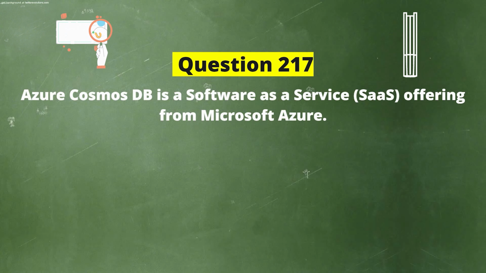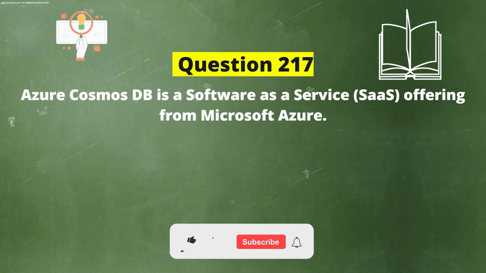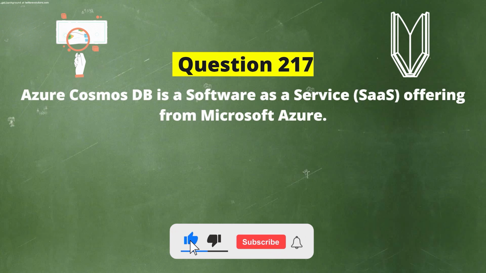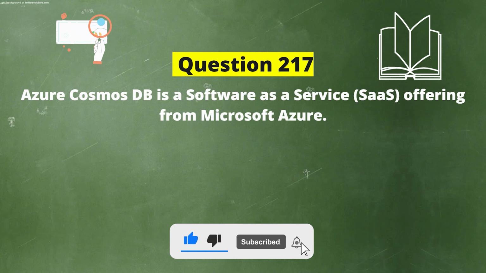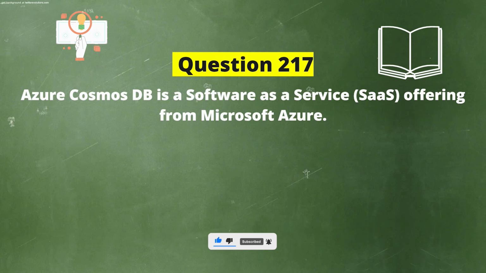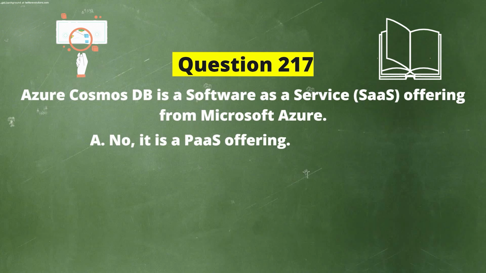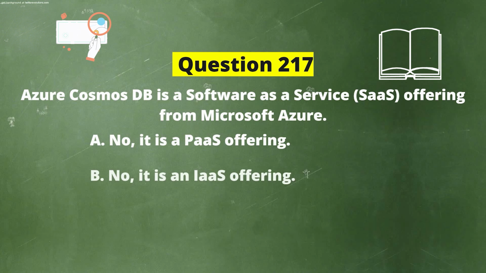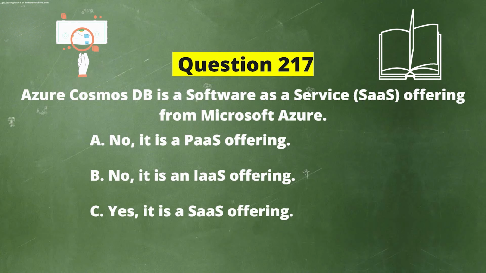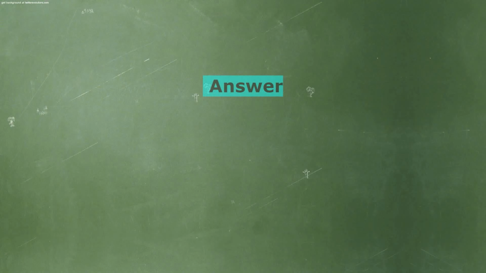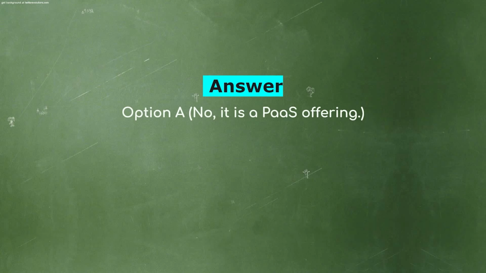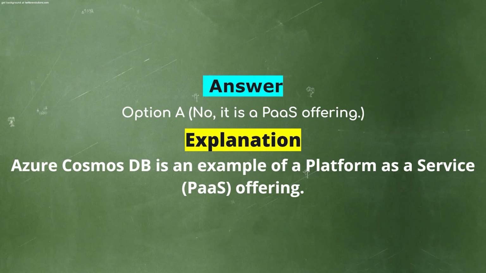Next question. Azure Cosmos DB is the software as a service (SaaS) offering from Microsoft Azure. And the options are A. No, it is a PaaS offering. B. No, it is an IaaS offering. C. Yes, it is a SaaS offering. And the correct answer is option A. No, it is a PaaS offering. Explanation. Azure Cosmos DB is an example of a platform as a service offering.